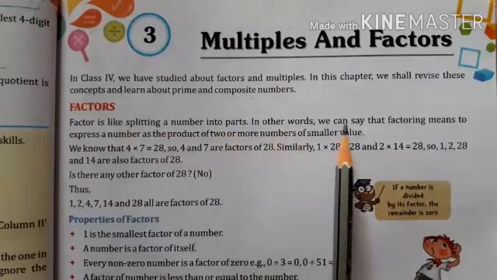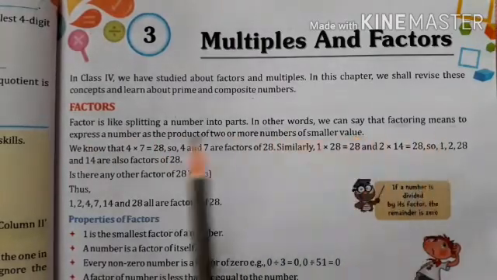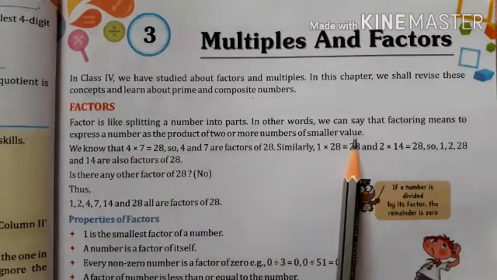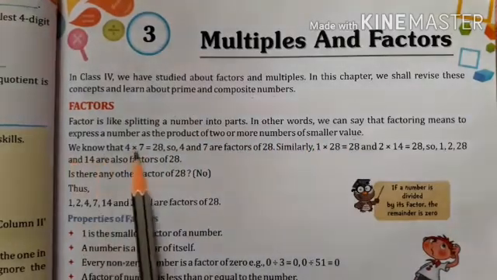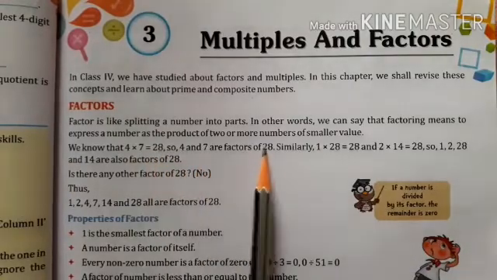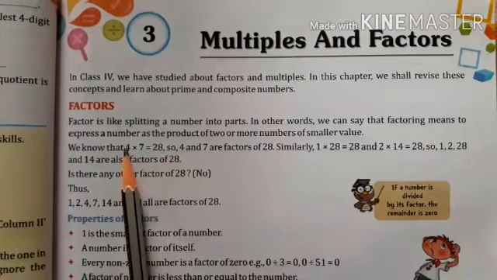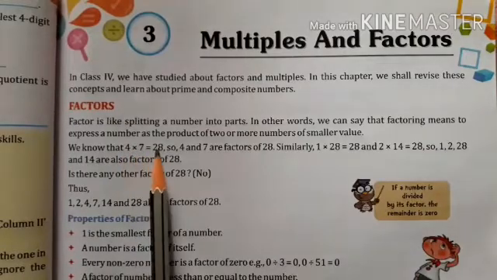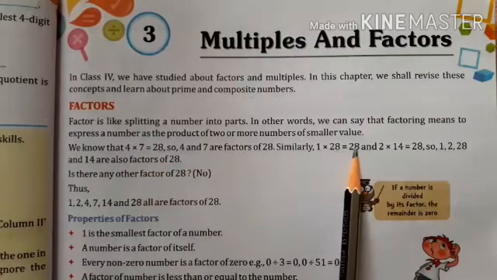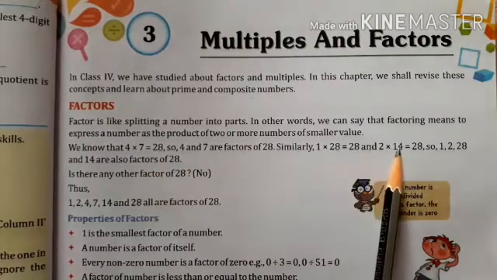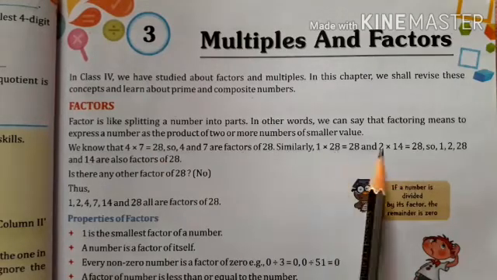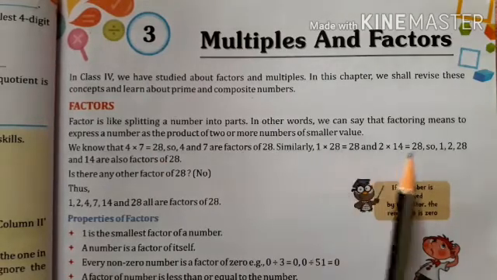In other words, we can say that factoring means to express a number as the product of two or more numbers of smaller value. We know that 4 into 7 equals 28. So 4 and 7 are factors of 28. Similarly, 1 into 28 equals 28 and 2 into 14 equals 28. So here 1, 28, 2, 14 are the factors of 28.